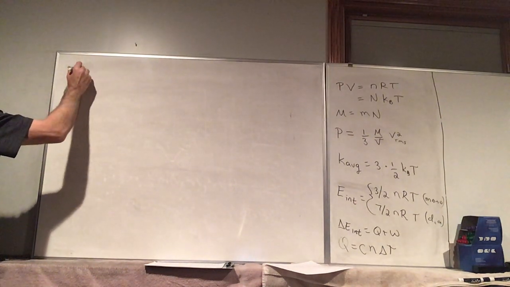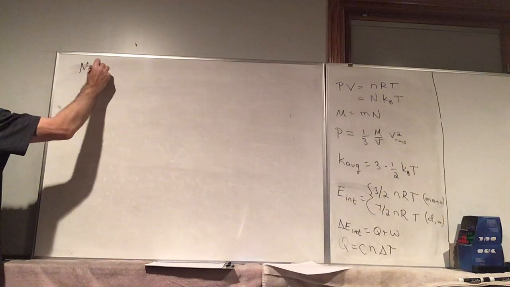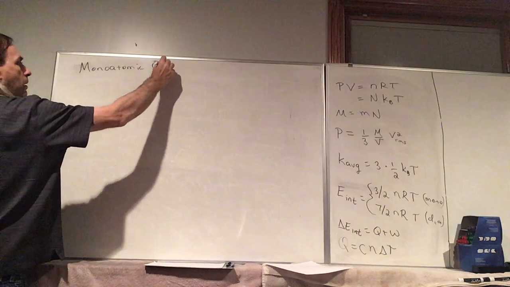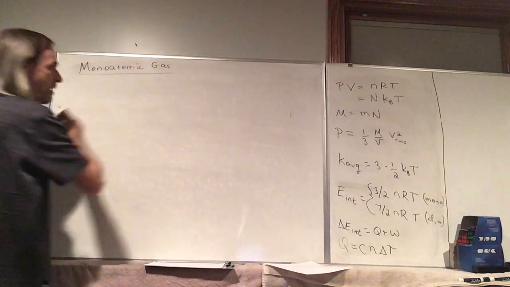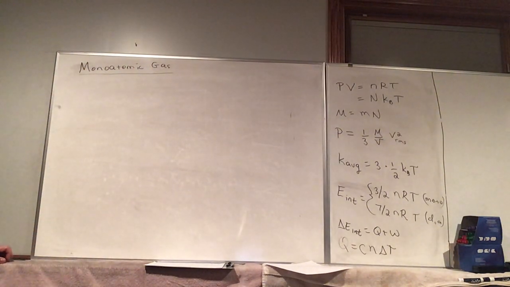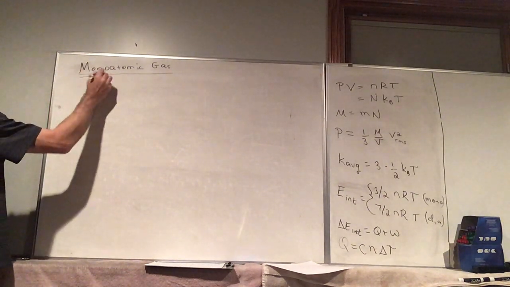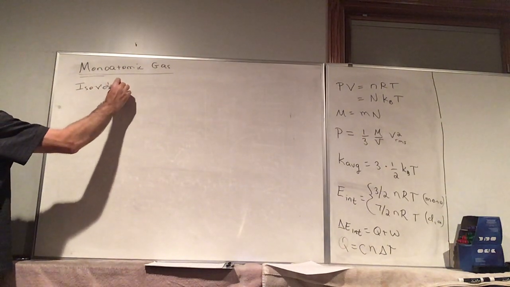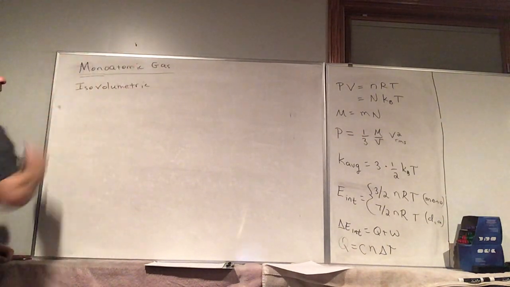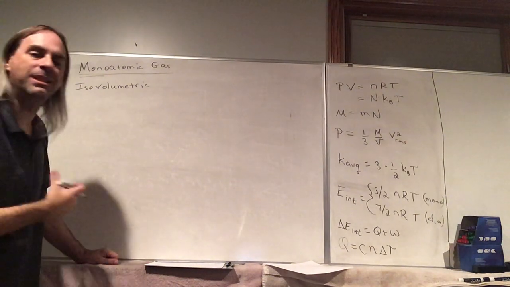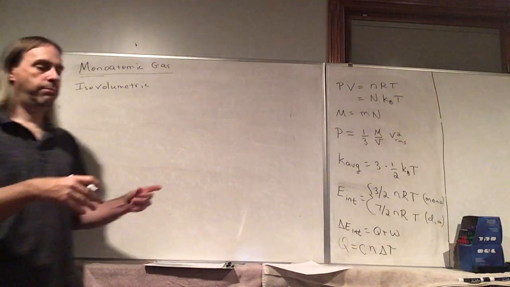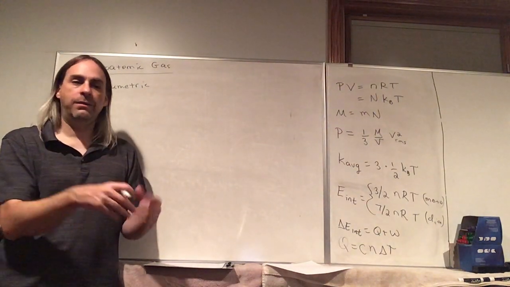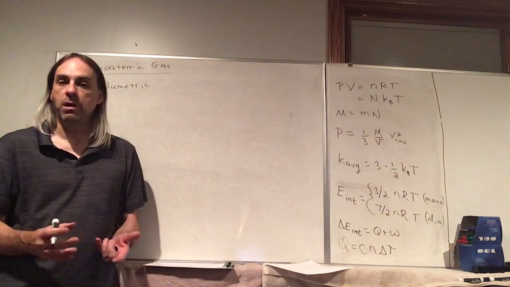Actually, I'm going to write something else first. First, we're only going to consider a monatomic gas. And what we're going to do now is look at an isovolumetric process, which, if you remember, means constant volume. So that's like that rigid cylinder. So basically, all the heat you're adding is going to go into raising the temperature of the gas.